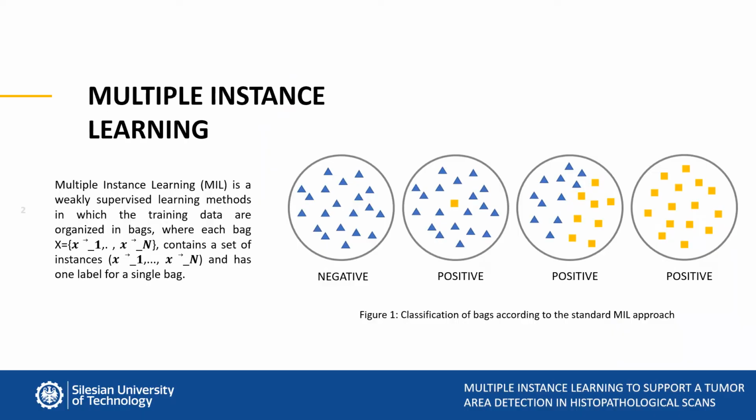So, multiple instance learning is a method of weakly supervised learning where training data is organized in bags, where each contains a set of instances and has one label for a bag. This technique fits many problems and allows the use of poorly marked data. The standard assumption is that a bag is considered negative if all its instances are negative. A positive bag designation means that at least one case in the bag is positive.